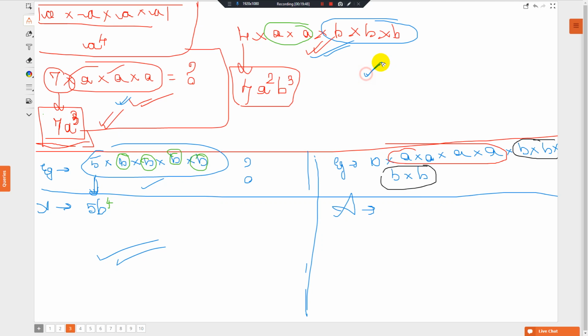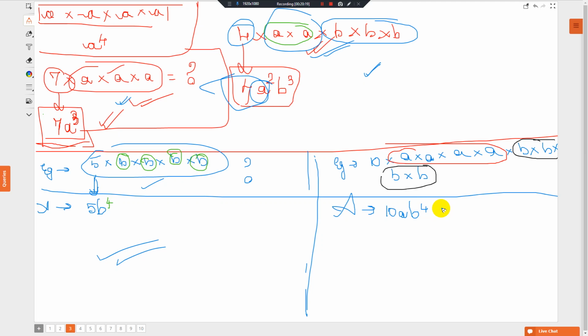Same like this. We're gonna write 10 as we wrote over here. And then in the first group, what they have given, which letter they have used? A. So write A right here. Now, in the second group, what they have given? B. So how many times they have given? 4 times. So that's 4.